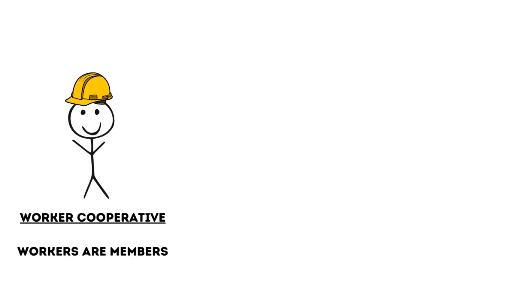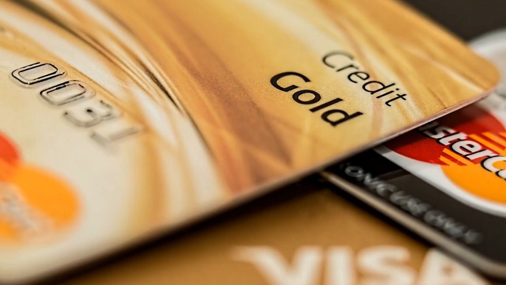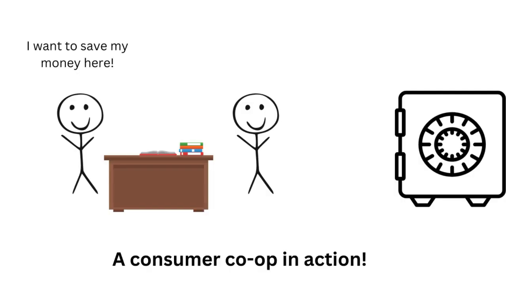While a worker cooperative defines members as the people who work for the company, a consumer cooperative defines members as the people who use the products or services of a company. Credit unions, for example, are consumer cooperatives. When you sign up for an account at the credit union, you become a member of that cooperative. Depending on the structure, you could be voting at the credit union's meetings on company policy.